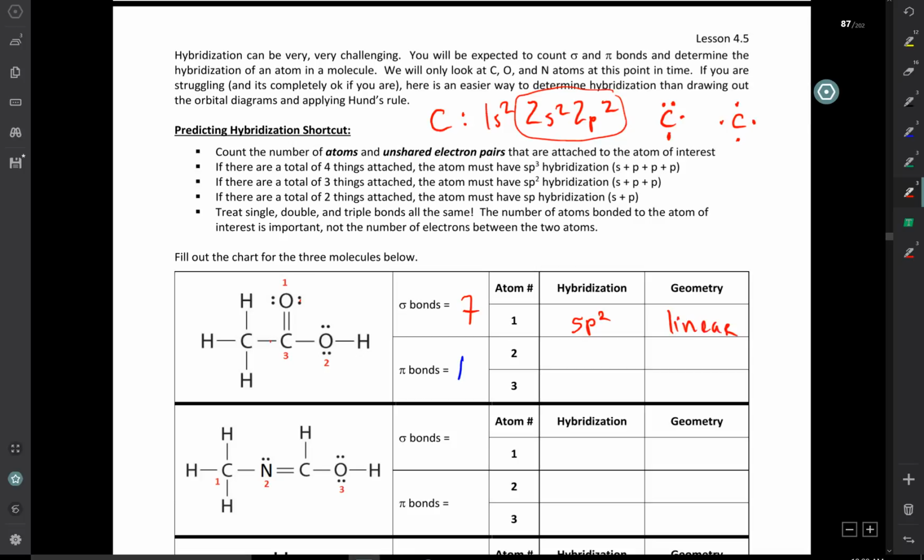So it's a linear geometry. Let's look at atom number 2. Atom number 2 is this oxygen atom. I see 1, 2, 3, 4 things attached to it.